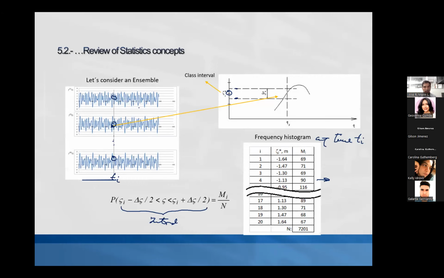Here, I did this process for a certain time ti. What would happen if I do this, I take another time tj, or another time tk? Of course, this table for the frequency histogram is going to be a little bit different, but in general it's exactly the same. We're going to assume that it is stationary. That means that if we make a cut at ti, tj, tk, or any time, the result is going to be the same. That's one thing, stationary.